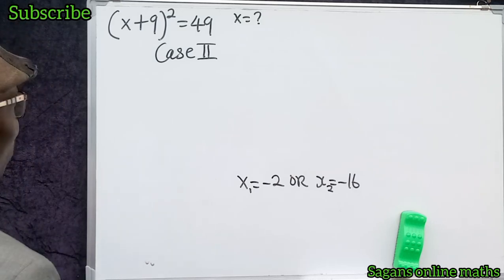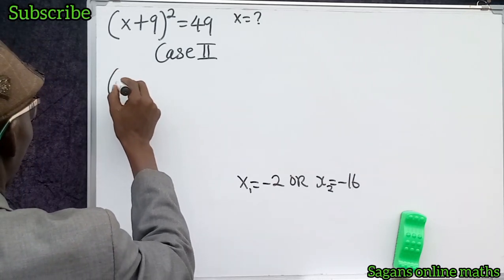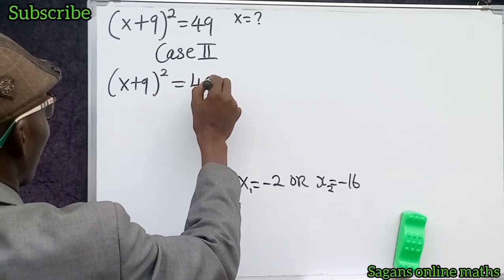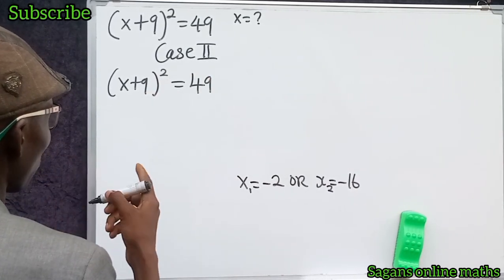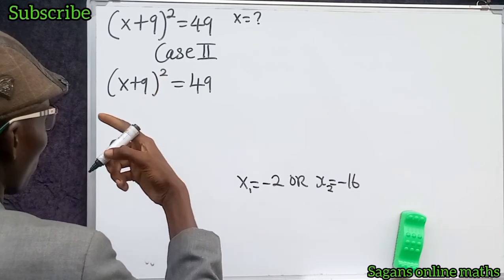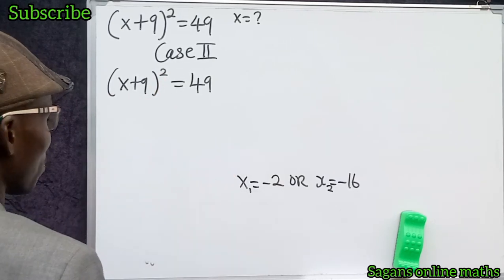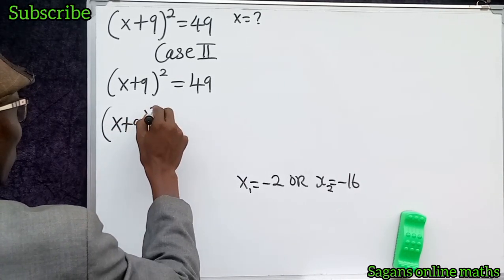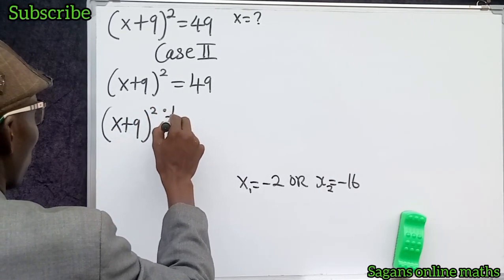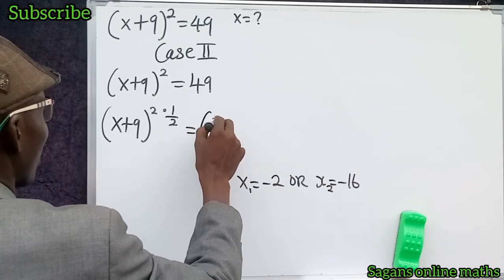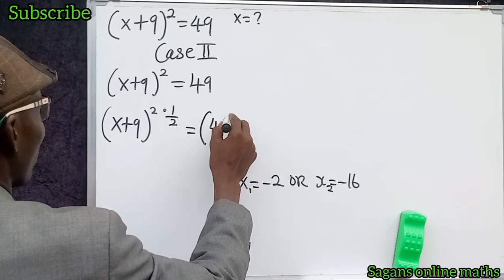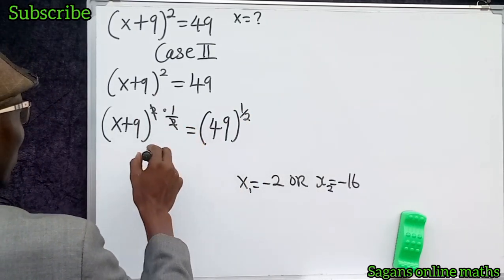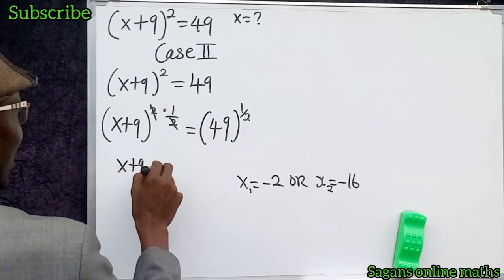Alright. From here, we know that (x plus 9) all to the power of 2 is equal to 49. What are we going to do? Remember this, if you don't want to take the square root of both sides, you can multiply both powers by the reciprocal of 2. So it means that (x plus 9) all to the power of 2 multiplied by the reciprocal of 2, which is 1 over 2, is equal to 49 to the power of 1 over 2. Now these two can cancel out. We see that x plus 9 is equal to.